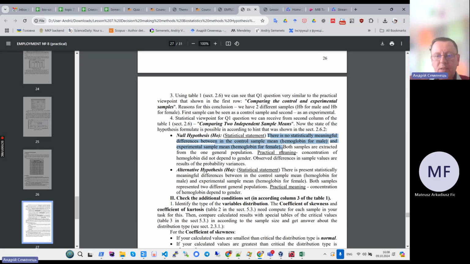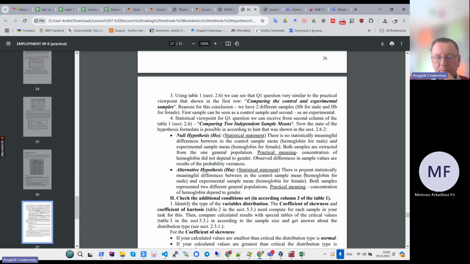First of all, we are talking about the statistical part. Both samples represent one general population, and only minor variation is available between them, which is caused by individual features of each person. Then the practical meaning, which we have to explain. As there is no difference in sample means, we conclude that hemoglobin does not depend on gender.